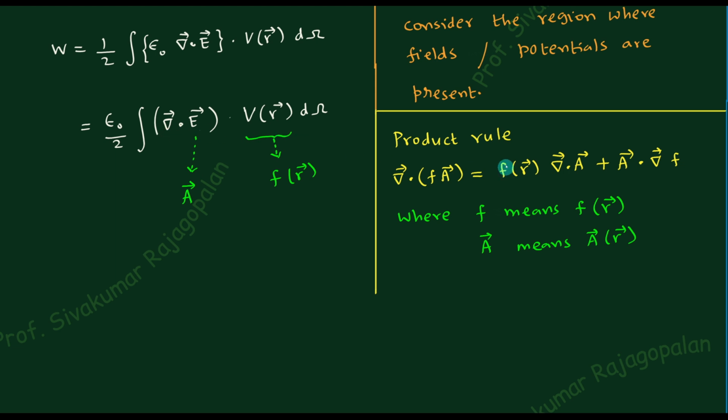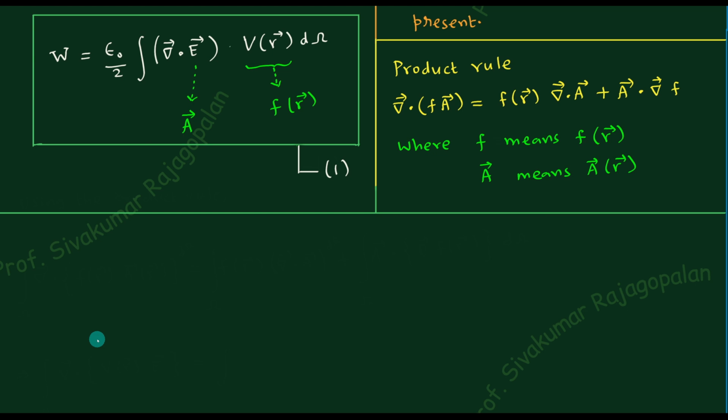How is it visible? That f of r is the scalar, V of r is a scalar. Divergence of A, divergence of E. Therefore, this particular term corresponds to what we have here, and therefore this particular product rule can be used. That's the meaning, and that is the reason why we identify f and A. And once this much is clear, let us therefore rewrite this expression. I want to give some equation number for this.